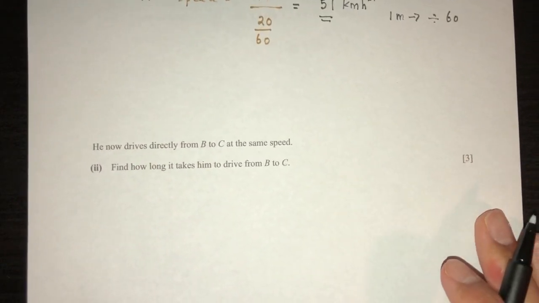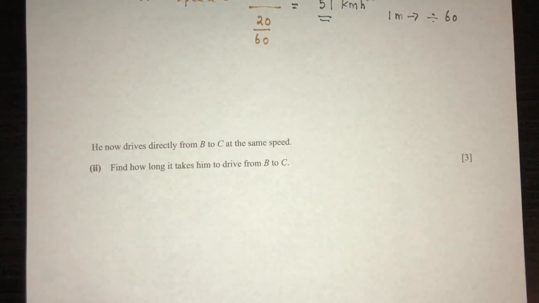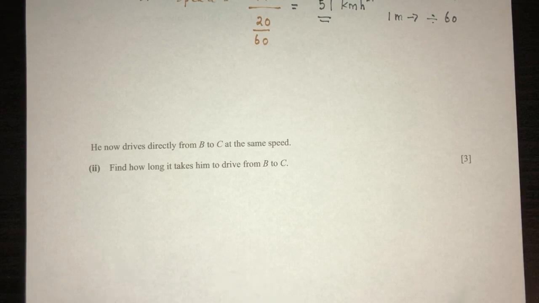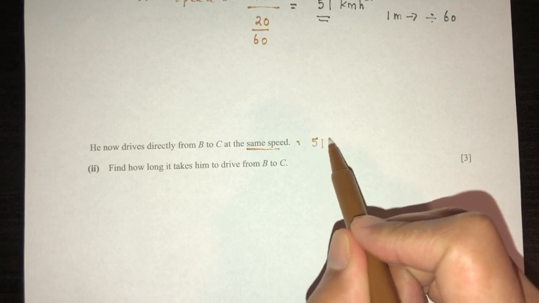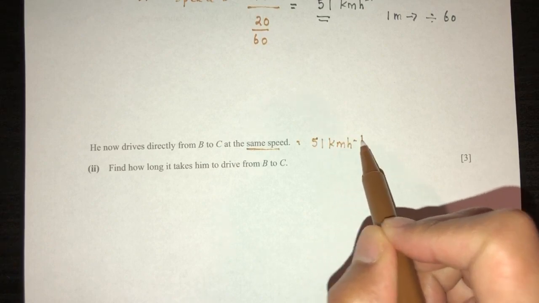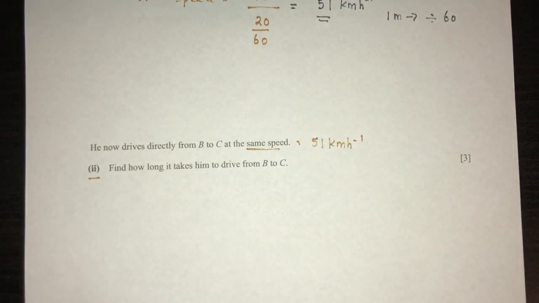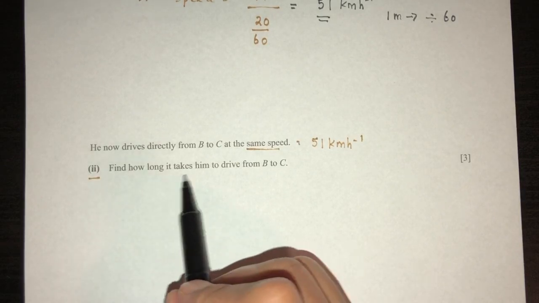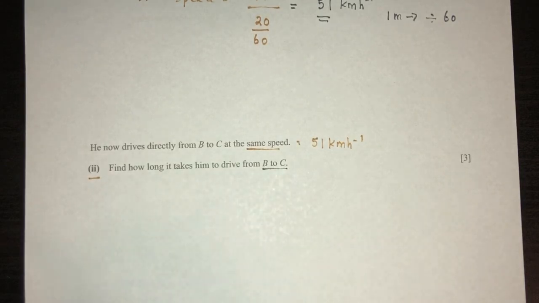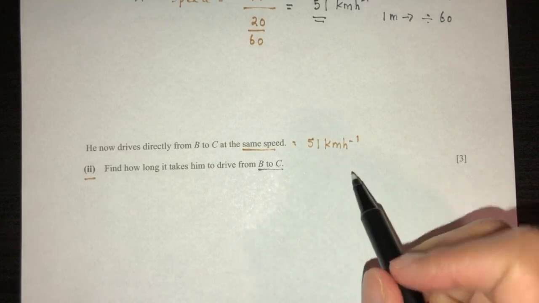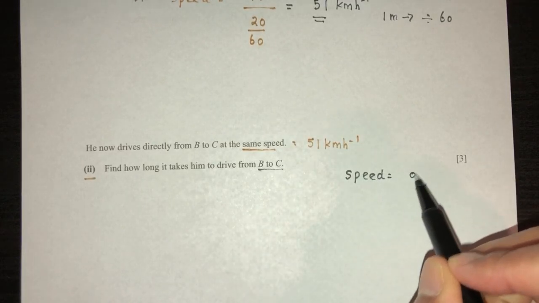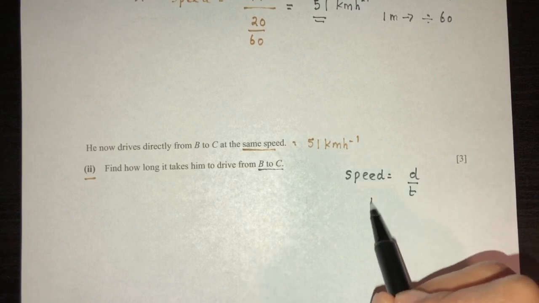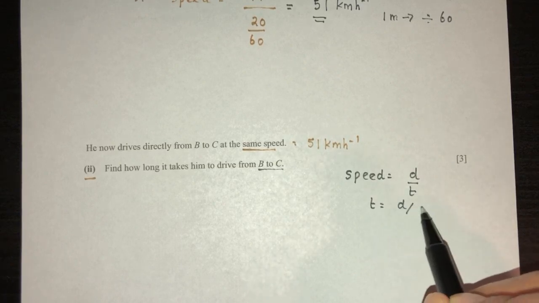Now for part 2, we have he now drives directly from B to C at the same speed. Same speed means 51 km per hour. Now part 2, we have to find out how long it takes him to drive from B to C. Again, we have to use our formula, as you guys know by now. Speed is equal to distance divided by time. So time is distance divided by speed.